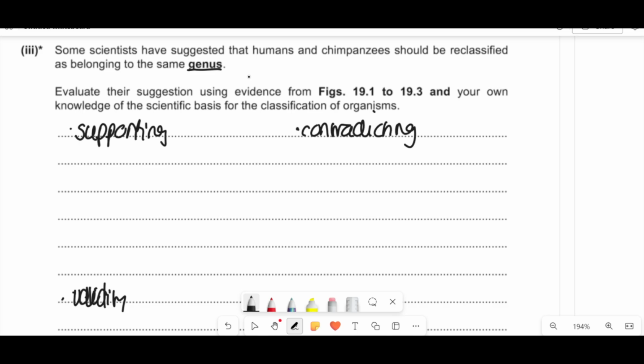So desperate, domain, king, kingdom, Philip, phylum, cried, class, out, order, for, family, goodness, genus, sake, species, right? So if we're looking at the same genus, they're both going to be the same, for example, Homo sapiens, right?